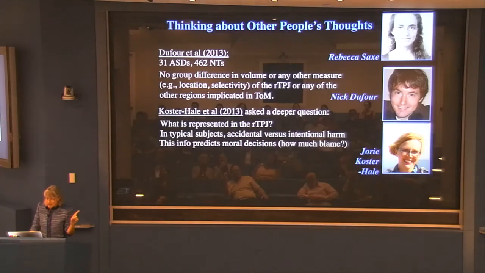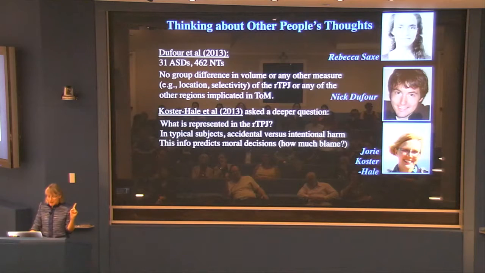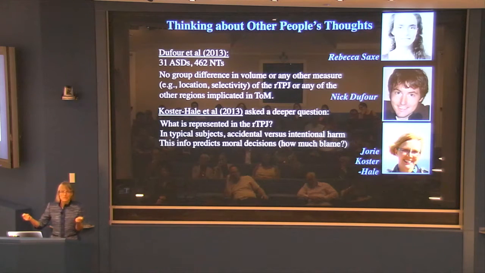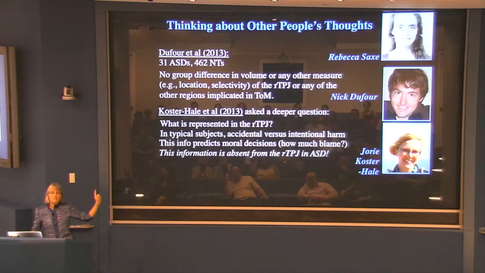All of this is preamble to say, in typical subjects, the amount of that information present in that region is also predictive of the degree to which they respect the distinction between accidental and intentional harm in making moral decisions. So it predicts individual behavior in typical subjects. Okay, so what do you see in people with autism? This information is absent in the TPJ of people with autism. Okay, so that's pretty cool.